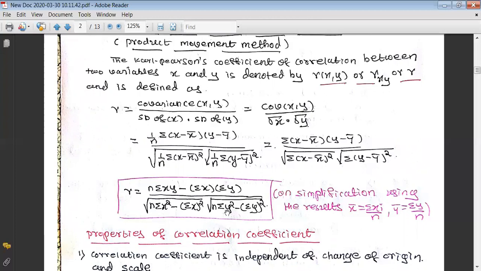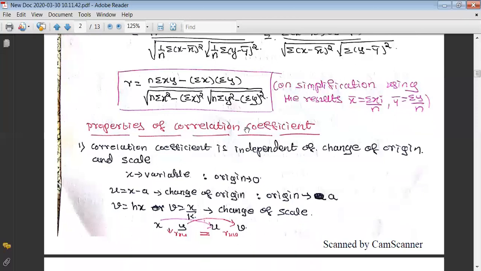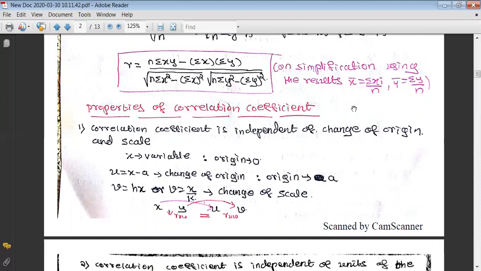And this particular formula we are going to use to find the correlation coefficient between the two variables whenever numerical data on x and y is available. And this is the formula one has to remember to calculate the correlation coefficient between the two variables x and y. And this Karl Pearson's coefficient of correlation, or simply correlation coefficient, has some properties.